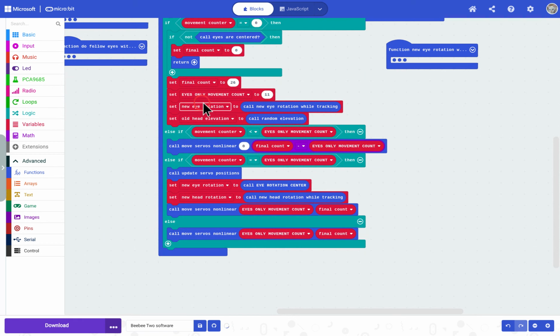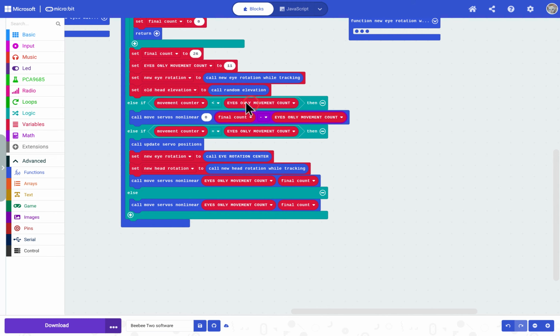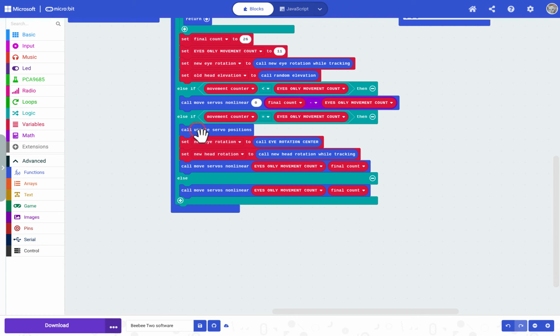So we set up our eye rotation. We set up our head elevation, which is a new choice. And then we're going to move all of our servos. Then, when the movement count is equal to eyes only movement, we're done moving just our eyes. So we're going to update our servo positions so we know where we're currently at, because we didn't actually calculate how far we're going to get at all.